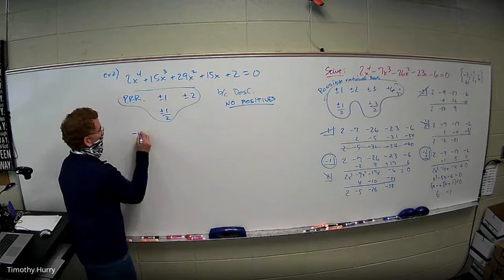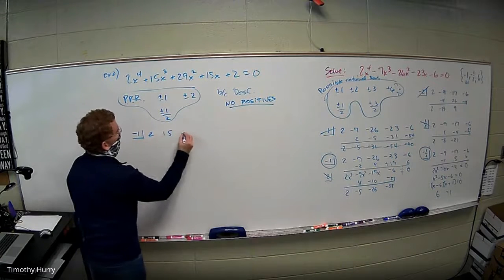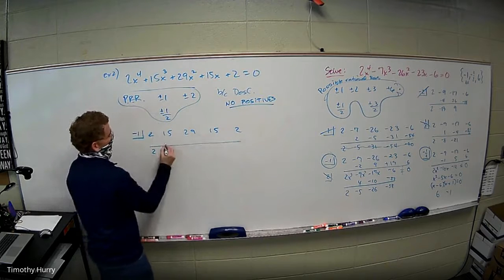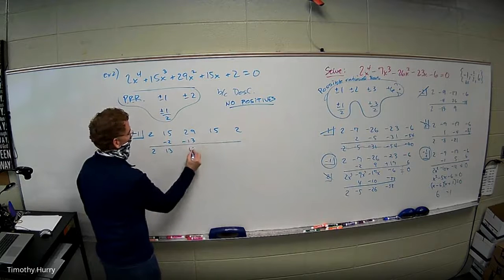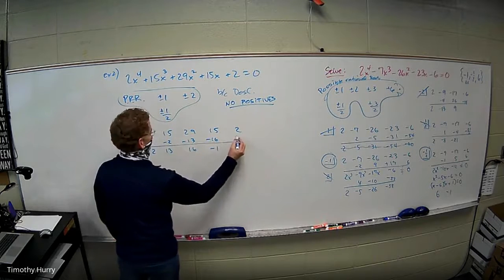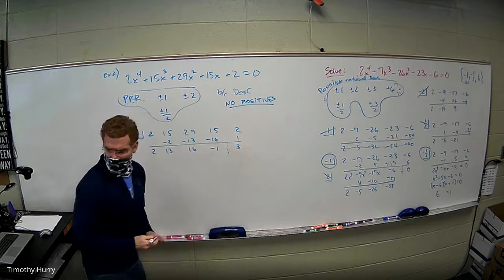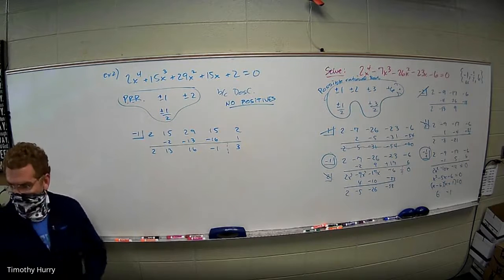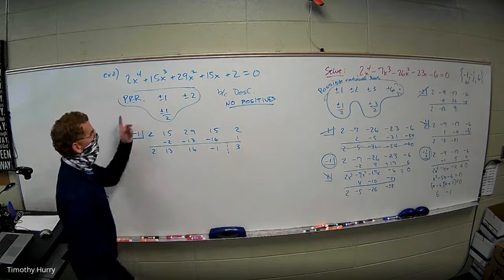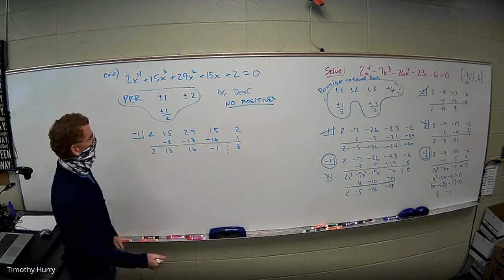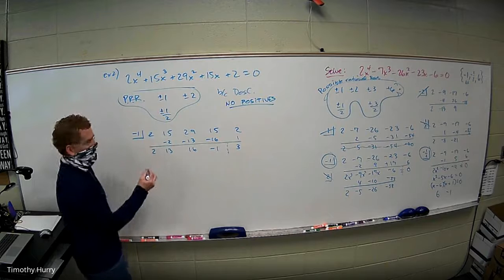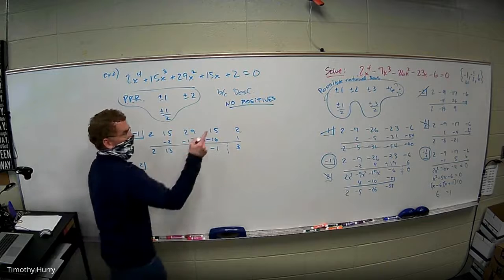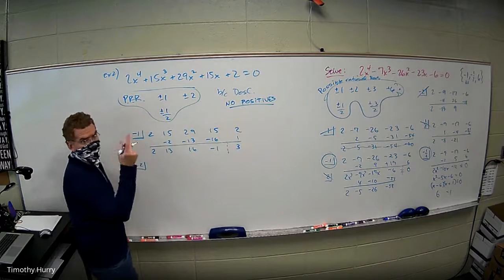Negative 1. You're writing faster than I can think. It's so impressive. How many times have you done this? I made this example up a couple minutes ago. Oh, wow. So now we're going to try what next? Negative 2. I'm not going to try positive 1, because it's not positive. I could, but it's not going to work.